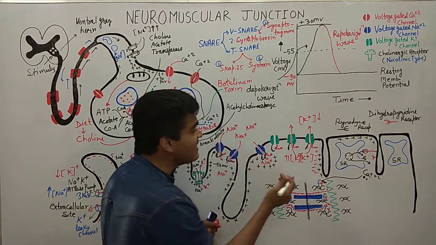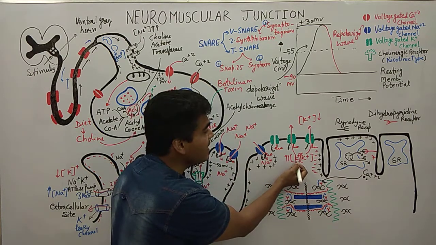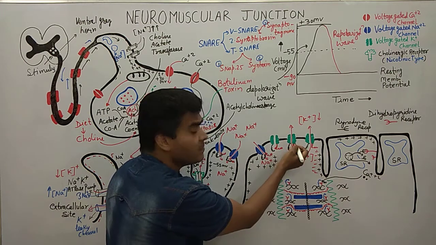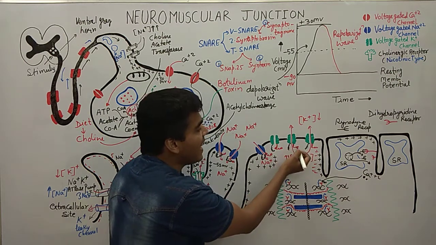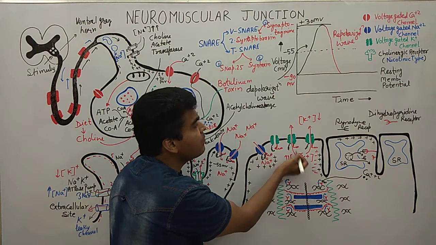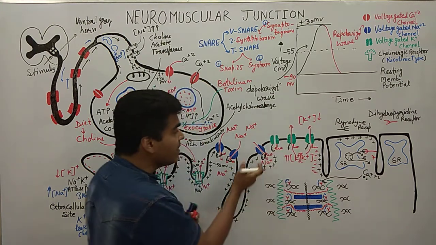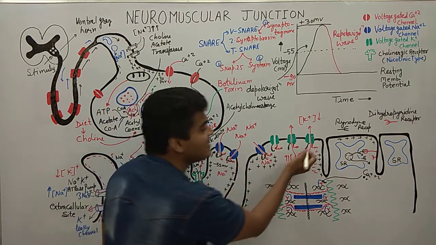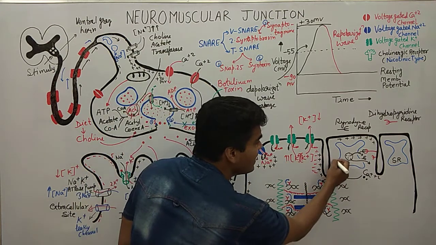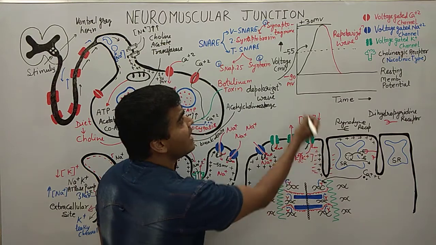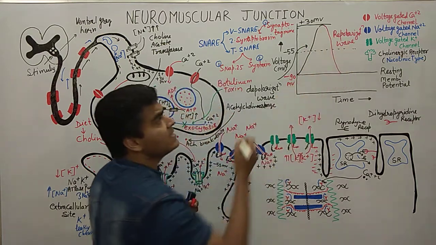And the next thing is that here we have a potassium channel, and this potassium channel now opens. After opening, potassium moves outside. Due to the movement of potassium outside and the closing of the sodium channel, there is a generation of a negative charge over here, and due to the negative charge there is a repolarization wave.